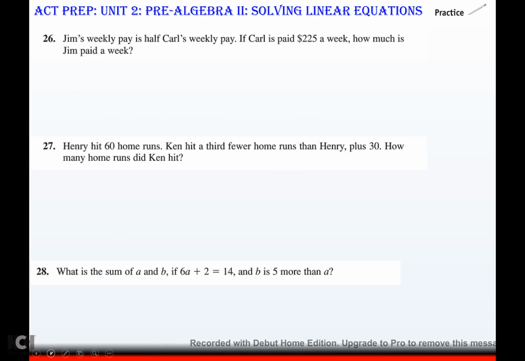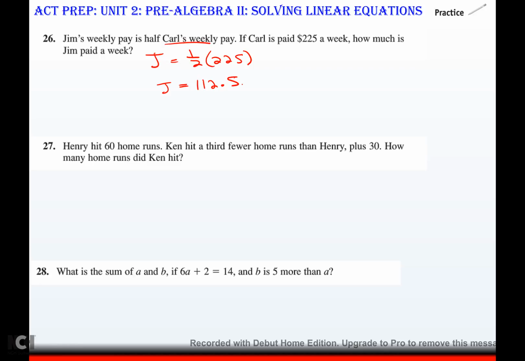Jim's weekly pay is half Carl's weekly pay. If Carl is paid $225 a week, how much is Jim paid a week? Well, Jim gets paid half of Carl's weekly salary, which is $225. So if I take half of $225, I get $112.5.